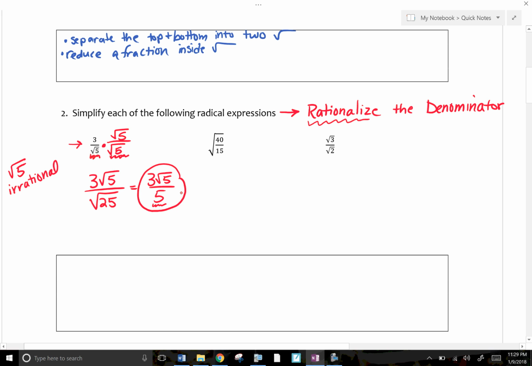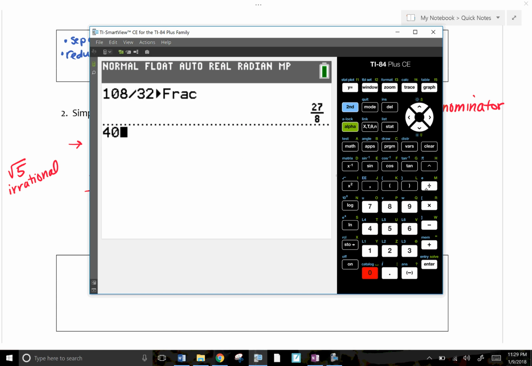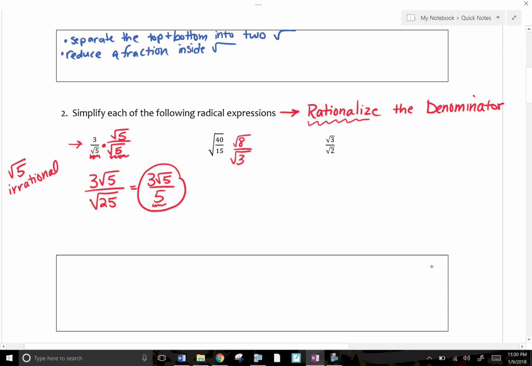So that's it. Now if I come over here to root 40 over root 15, the first thing I'm going to do is reduce this. 5 goes into 40 8 times, 5 goes into 15 3 times. So this is the same as 8/3, or root 8 over root 3. Again, 40 fifteenths, math frac is 8/3.